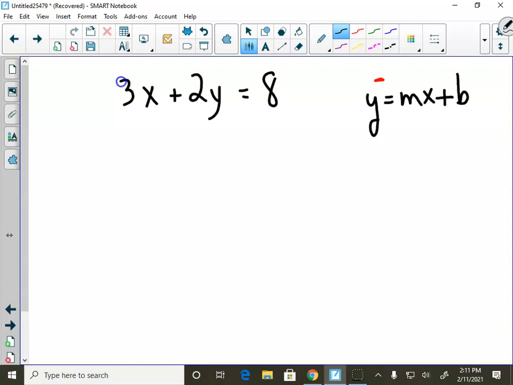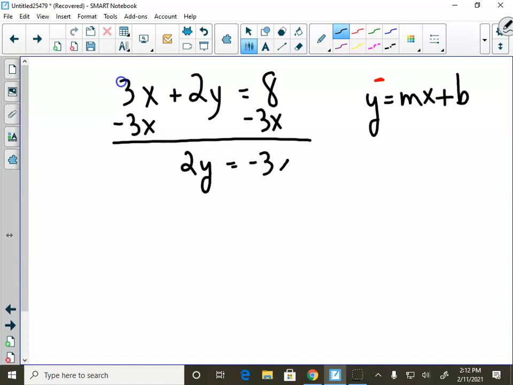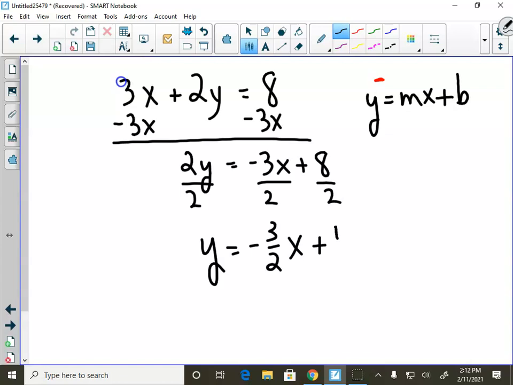Those of you that have done literal equations before are very familiar with how to solve this. So let's first move the x to the other side. So we'll subtract 3x from both sides. Now we have 2y is equal to negative 3x plus 8. And we're one step away from actually putting this into slope-intercept form. All we have to do is divide by 2. So if we divide everything by 2, we now have y is equal to negative 3/2 x plus 4.